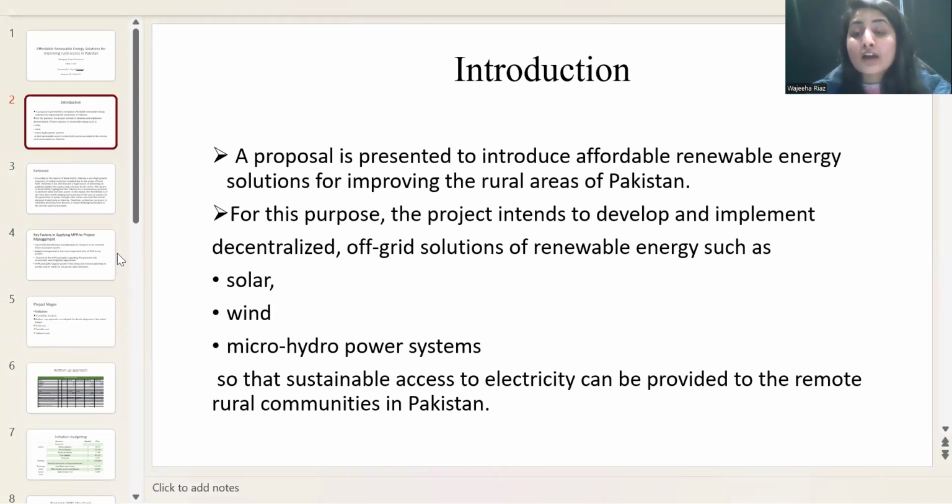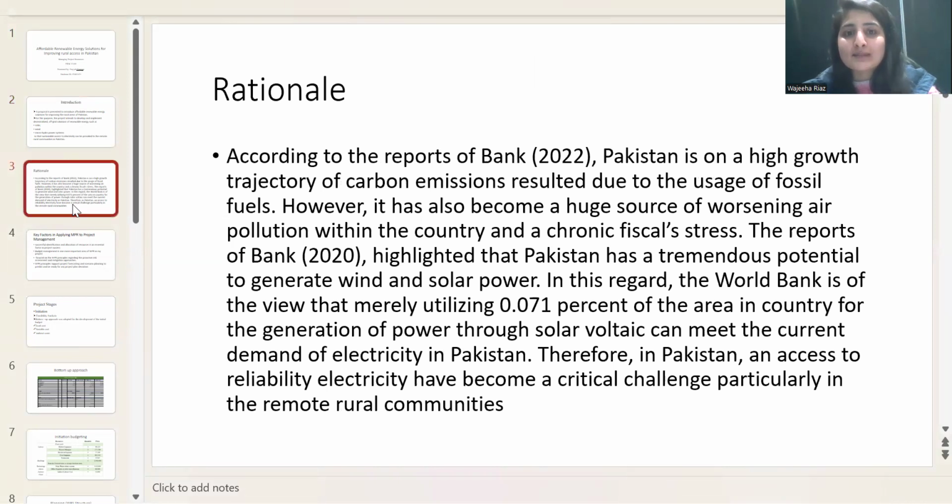So let's discuss why I chose this project, and the background of it. According to the World Bank report of 2022, Pakistan is on a high-growth trajectory of carbon emissions resulting from the usage of fossil fuels. However, it has also become a huge source of worsening air pollution within the country and a chronic fiscal stress.